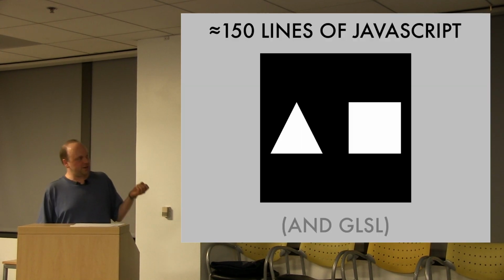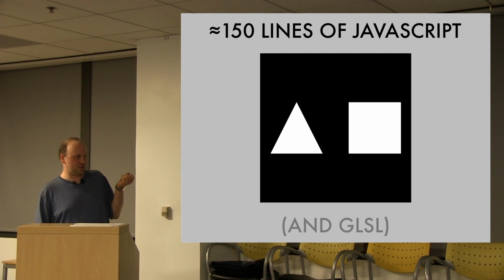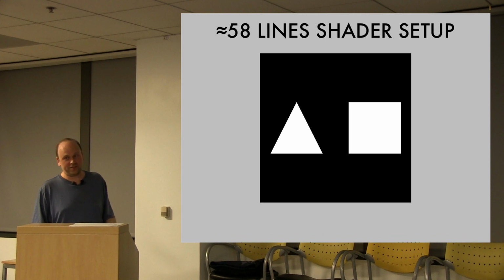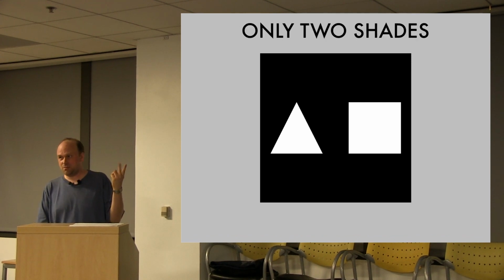So anyway, you have 150 lines of JavaScript to do this triangle and this square. 24 lines for the DOM, 58 for shader setup. There are only 2 shades, black and white.